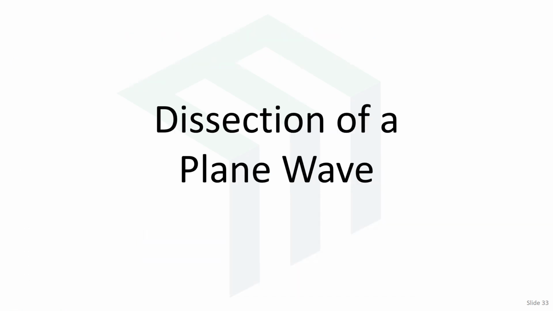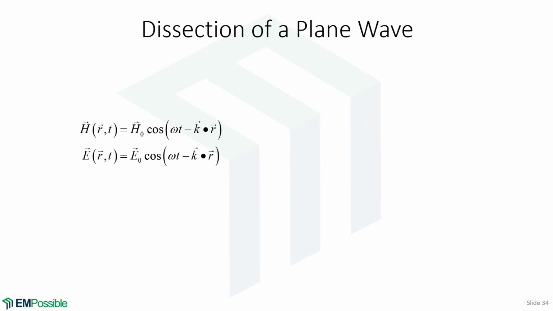Let's go through some examples, and let's start dissecting plane waves and pulling off their various parameters, including polarization. So example number 1. We have a plane wave, and I've written the expressions here for both the electric and the magnetic fields. What can we learn from this?